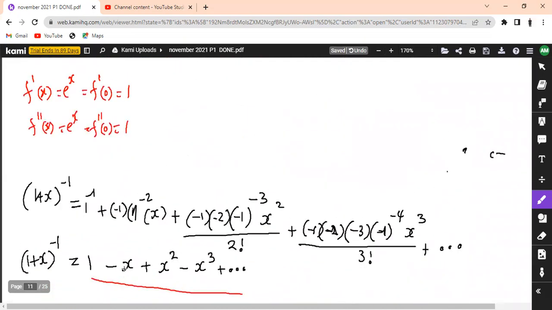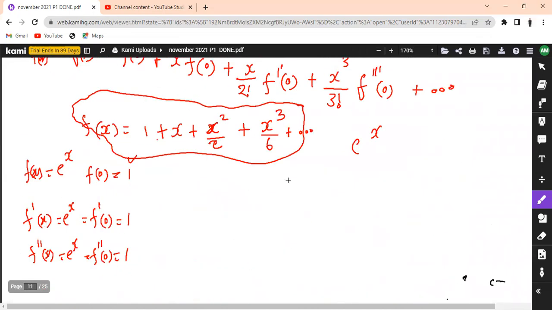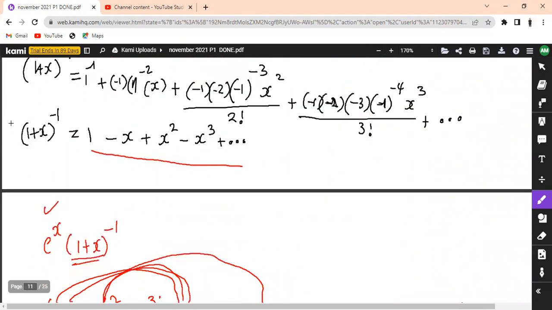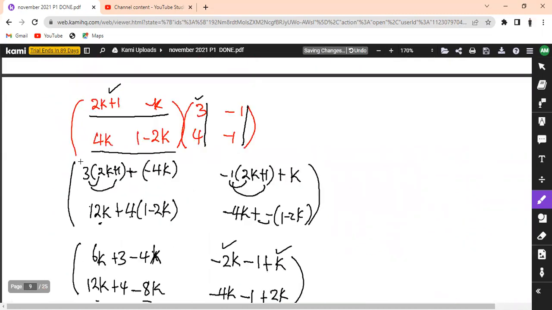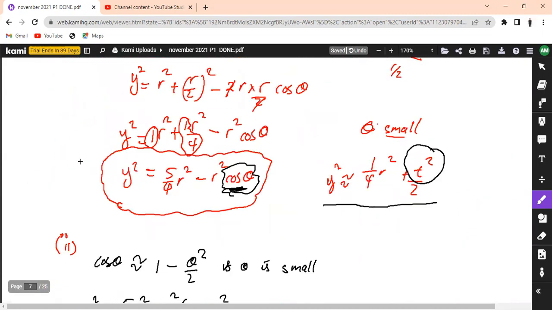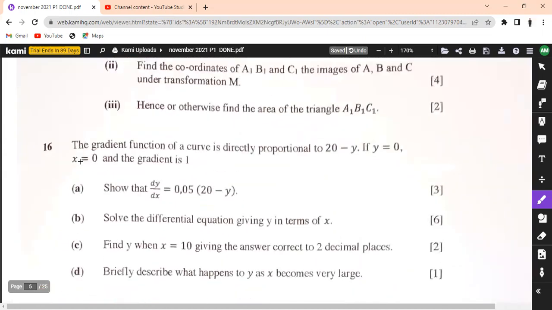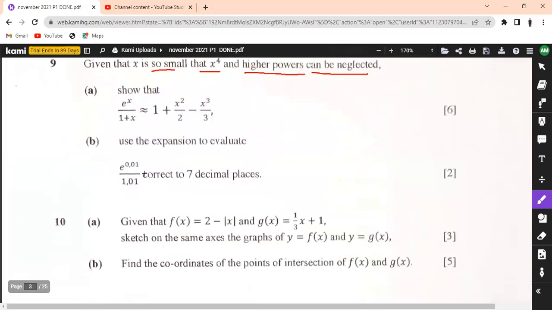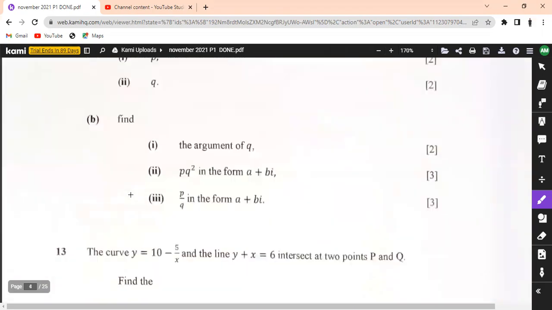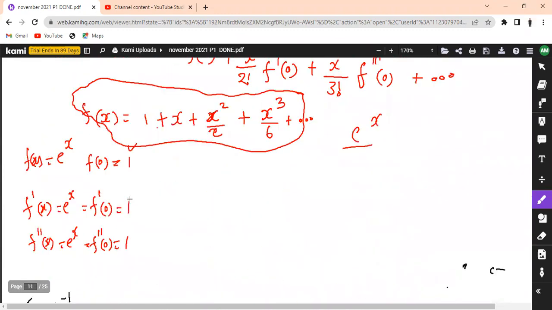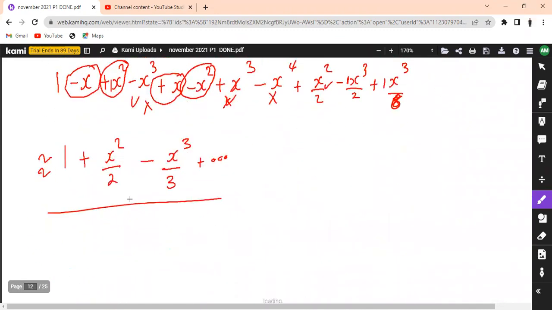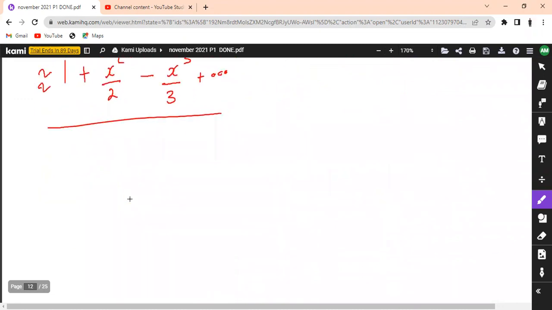It's a matter of expanding. As you can see, we had to separate this. We worked with e to the exponent of x, and we worked with 1 plus x to the exponent of minus 1 separately. Now the question is to evaluate or simplify e to the exponent of 0,01 over 1,01 to 7 digits. Guys, let's imagine how many digits we have to count off there. But anyways, what you simply do is work out from this, or b.